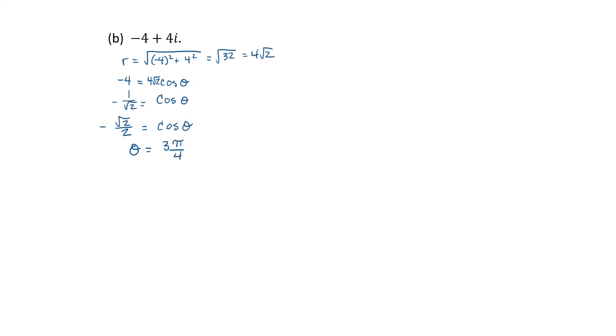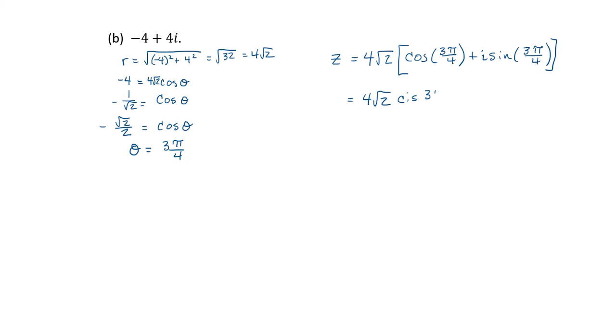Knowing that my theta is 3 pi over 4, I can go ahead and write my number here. I have z equal to r, which is 4 square roots of 2, times the cosine of 3 pi over 4, plus i sine of 3 pi over 4. And again, this can be written as 4 square roots of 2 cis 3 pi over 4.